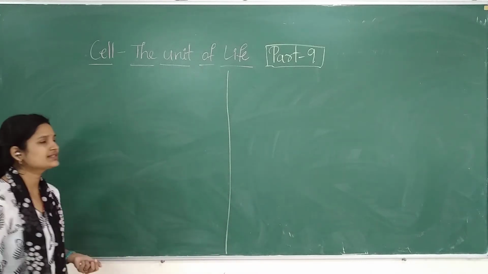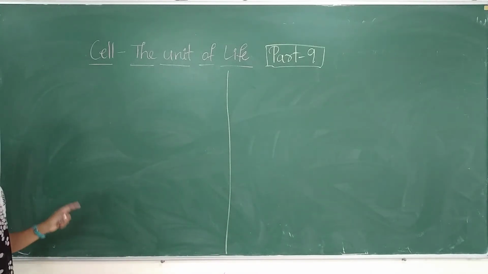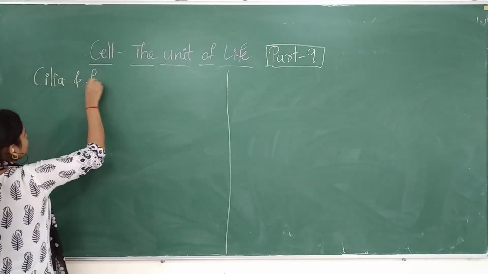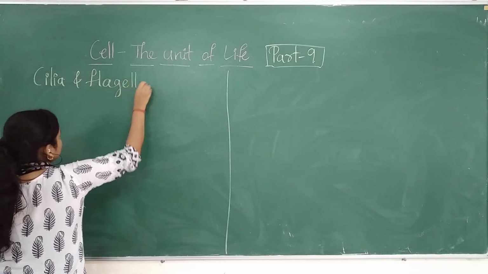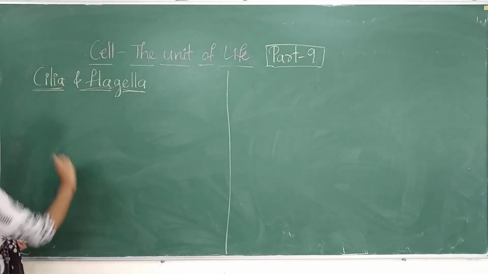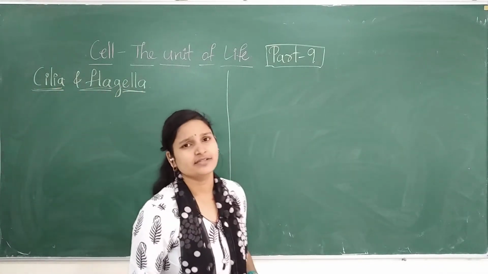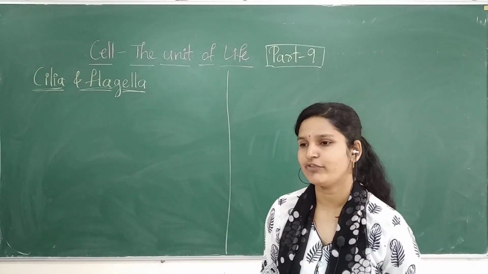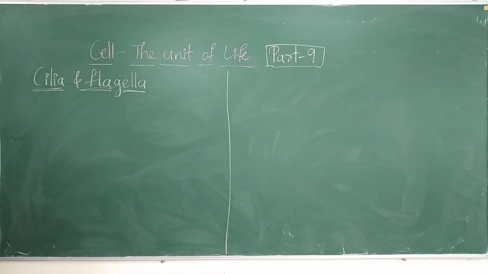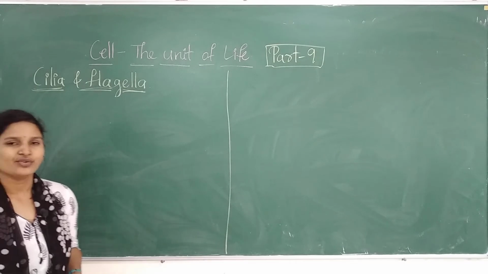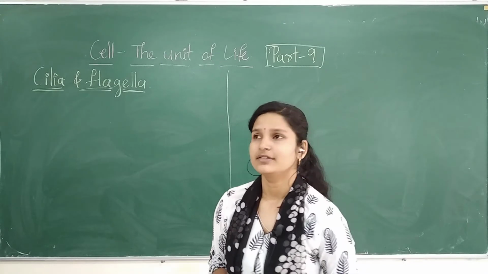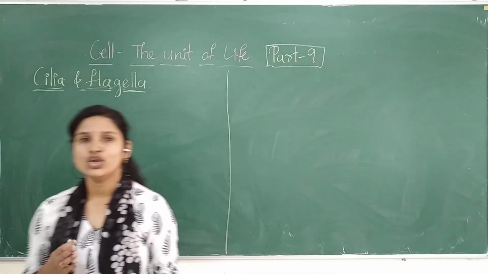Okay, so we are moving towards the next part in the unit, that is cell: cilia and flagella. So what are these? What exactly do you mean by cilia and flagella? Both are same or different? Different. So why are these used? Very good. Okay, this is mainly used for locomotion.